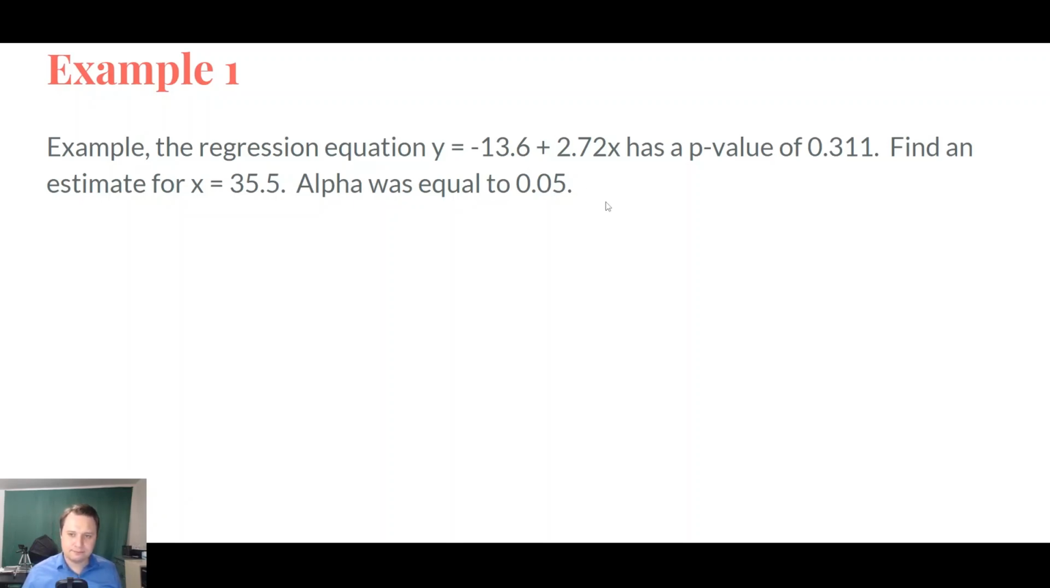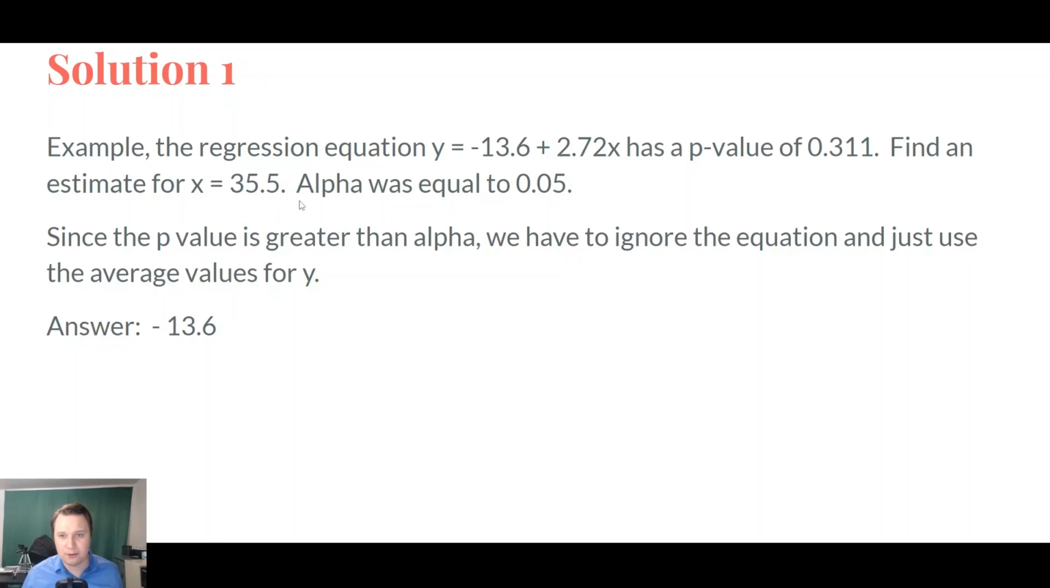Okay, well, we have to be careful here because I know when students sometimes see equations, they just want to jump right into the equation. Oh, x is 35.5, let's just plug it in. Can't quite do that here because look at our p-value. It's 0.311 and the alpha is only 0.05. So because this p-value is greater than the alpha, we cannot use the equation at all. The equation is off limits and the best guess we can give for any x value is y bar.